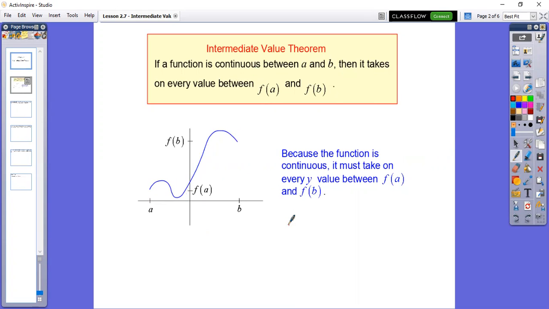So if the function is continuous, then it takes on every value between f of a and f of b. So what that means is every possible output value between f of a and f of b, this function will hit it at some point between the interval from a to b. Notice it doesn't specify that it'll hit it one time, it just says that it will reach every value at least once.